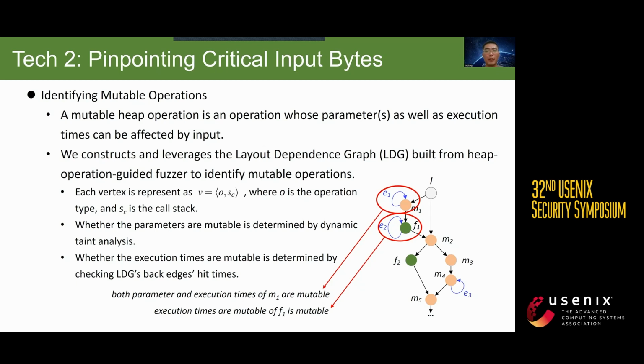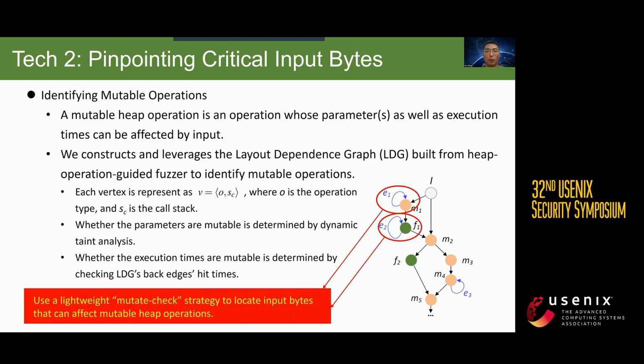In order to find which input controls the heap layout, we first extract multiple heap operations whose parameters or execution times can be affected by input. This is achieved by constructing the layout dependency graph, LDG. For example, this figure shows the LDG of the example code mentioned before. We can see that both M1 and F1 are multiple operations. Then we use a lightweight mutate-check strategy to locate the input bytes.